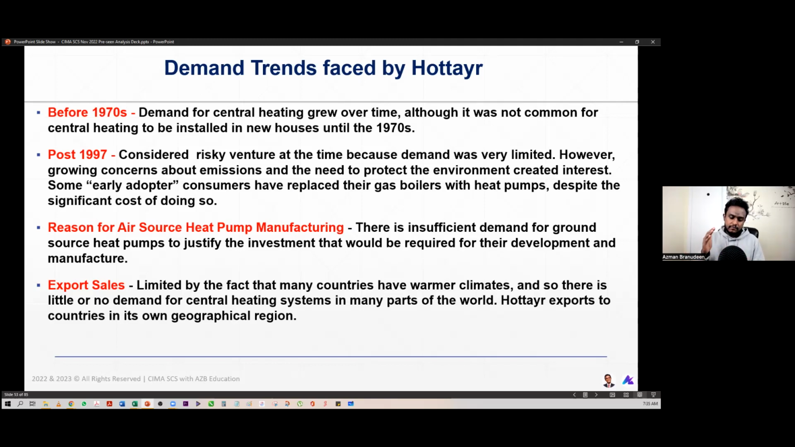The third is another trend that we are looking at, and another thing that drives our manufacturing decisions. As far as heat pumps are concerned, I told you, heat pumps mean you're not generating heat. You're basically capturing heat from one place and sending it to another place. Now, you can capture heat from air. You can capture heat from ground. You can capture heat from water.